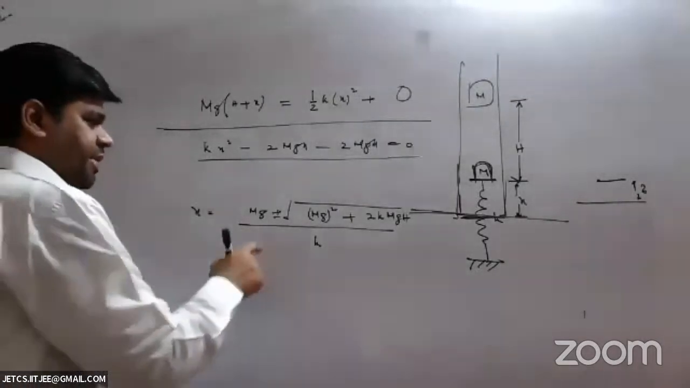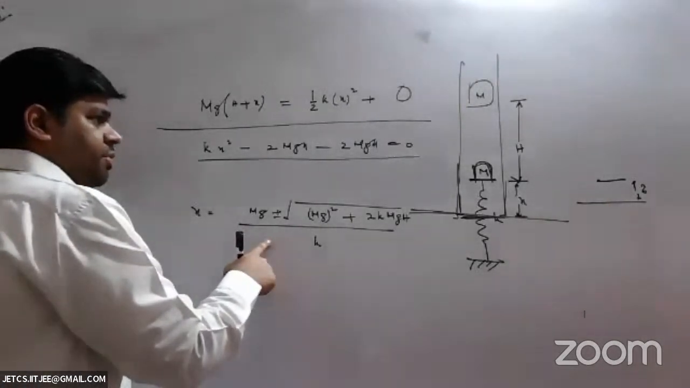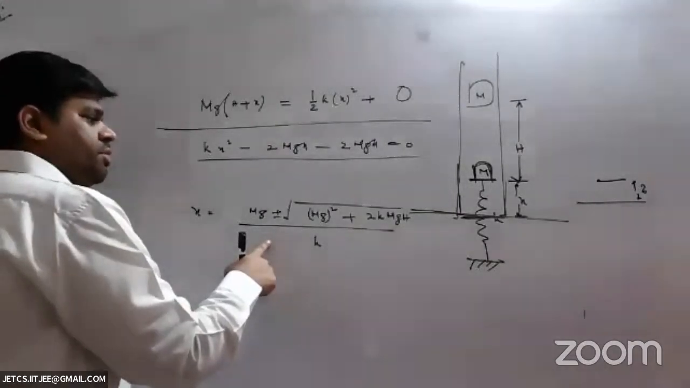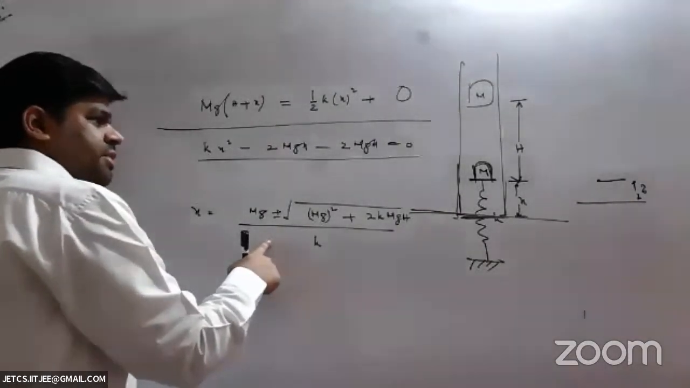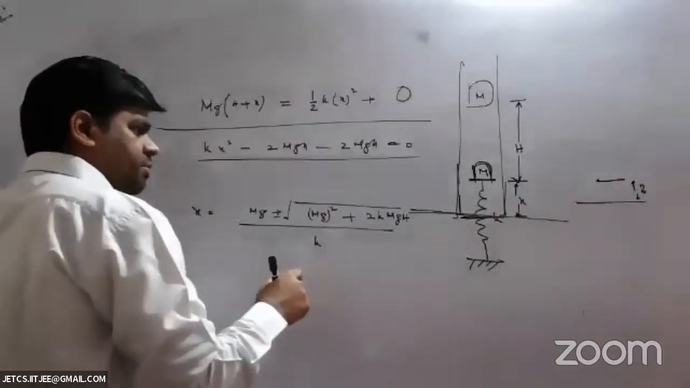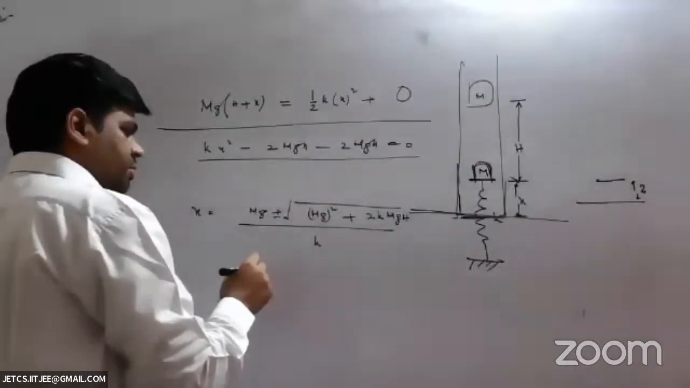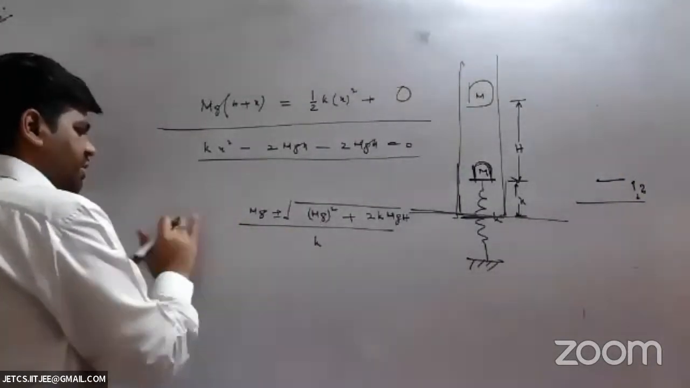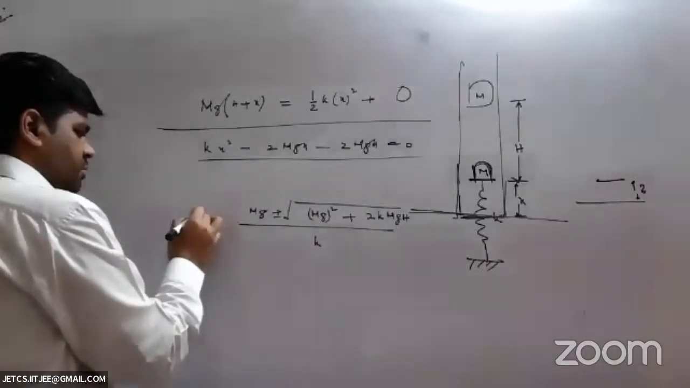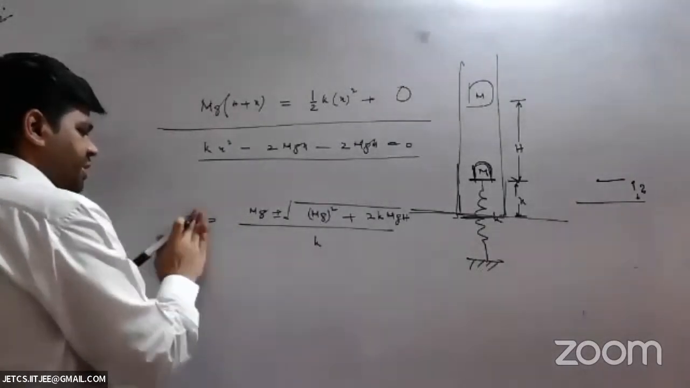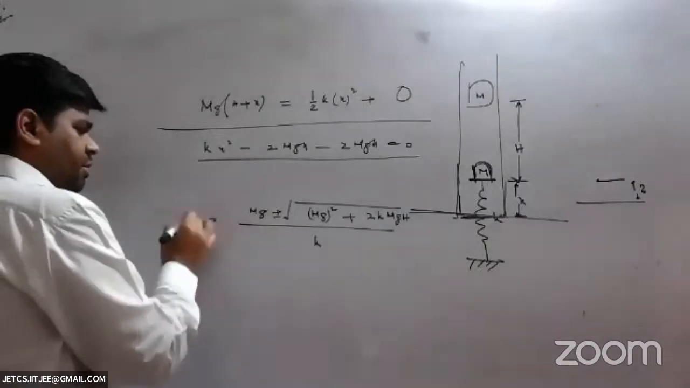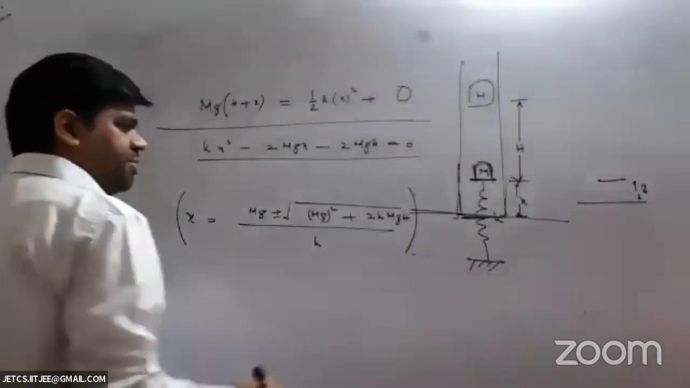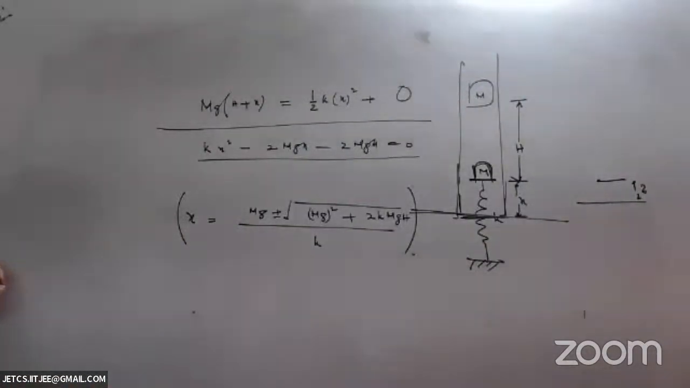Look at this. Negative... my x is the distance from the natural length. Alright, it's a distance from the natural length. So I discard the negative root, pick up the positive root. And that's my answer. Alright.